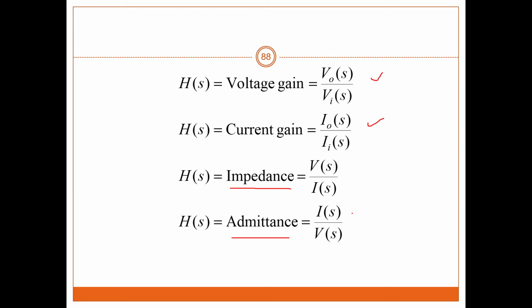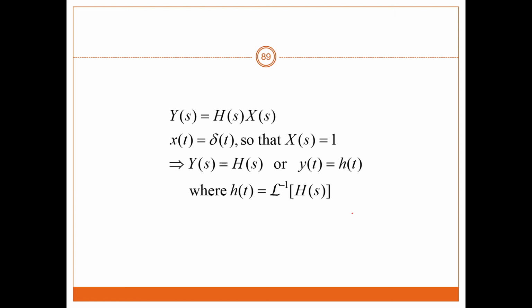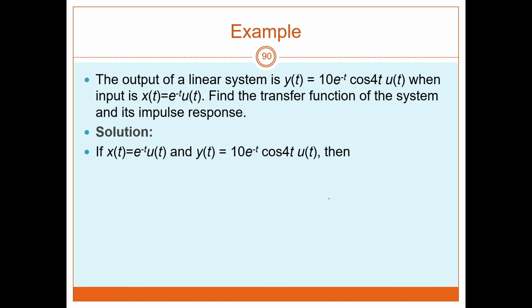It can be any combination, depending on the requirement of the system, what they want to know. Alright, so if the input is a delta t, an impulse response, in the frequency domain delta t is equivalent to 1. So when you multiply 1 by Hs, it will become Yt multiplied by Ht, if it's a delta. So this is the inverse Laplace.